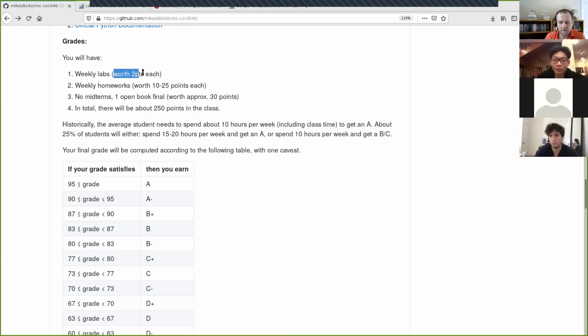The goal of the labs is that they should be fairly easy to do, just step-by-step procedures for you to follow and complete them. So my hope is that everybody gets full credit on all of the labs. And then we'll also have weekly homeworks, which will be significantly more challenging than the labs, and they'll be worth anywhere from 10 to 25 points, depending on the week and the particular assignment and how challenging it is.